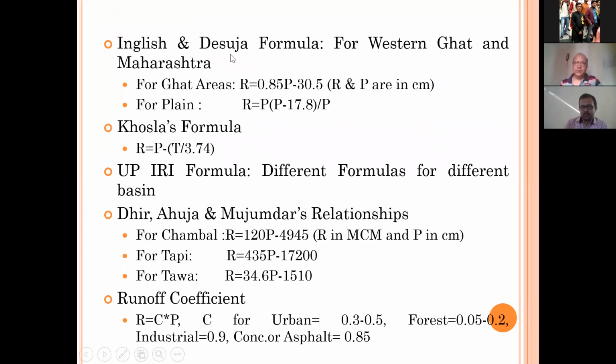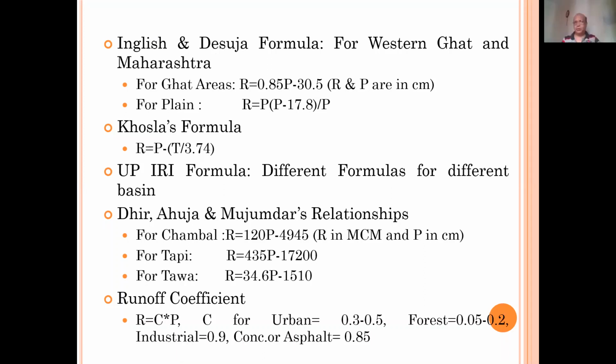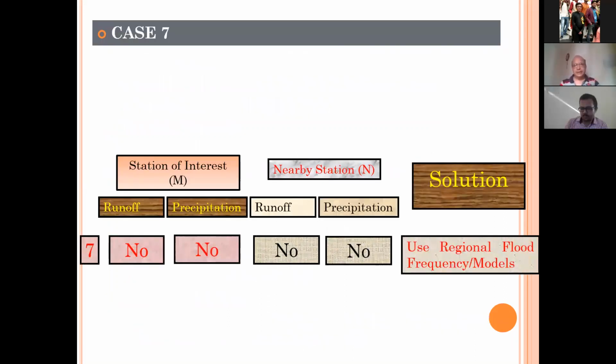A number of empirical formulas are there: English formula, Khosla formula, UP Irrigation Research Institute formula, Heer, Ahuja and Majumdar relationships, and runoff coefficient. These methods can be used to determine how much runoff can be available. And in the 7th case, where nothing is available, in earlier cases precipitation was available, but here nothing is available, then we use regional flood frequency analysis and model.